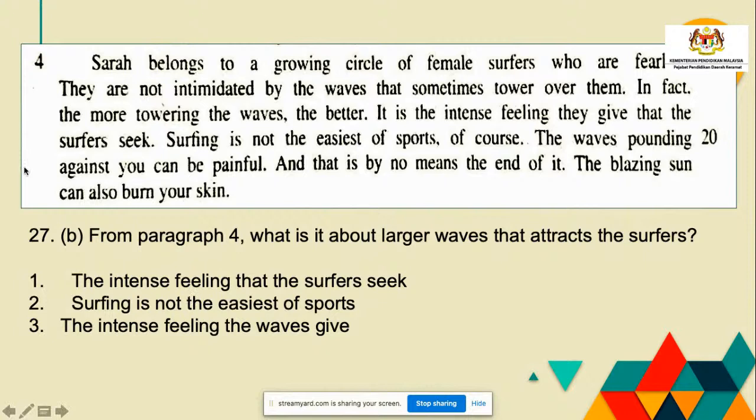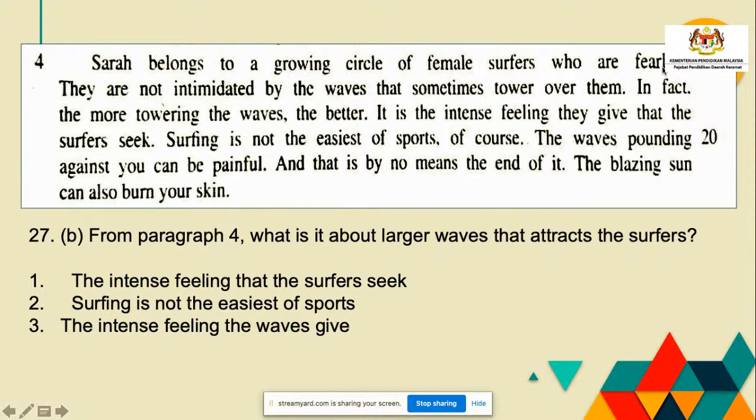Sarah belongs to a growing circle of female surfers who are fearless. They are not intimidated by the waves that sometimes tower over them. Okay, apa maksud dia ni? Apa maksud ayat ni? Sarah sebenarnya adalah ahli growing circle of female surfers ni, maksudnya dia adalah ahli kumpulan surfers perempuan yang memang tak takut. Fearless tu maksudnya tak takut.